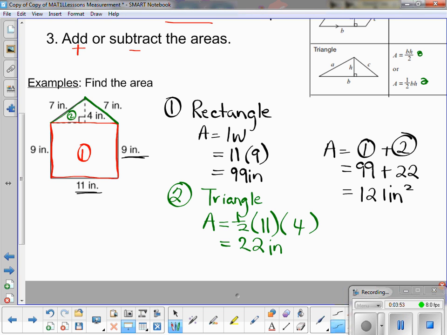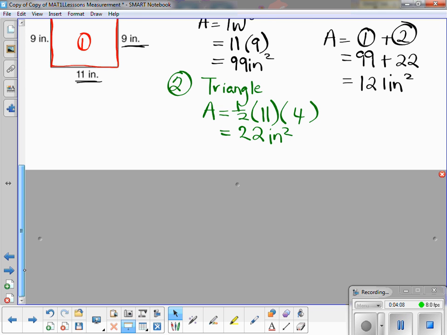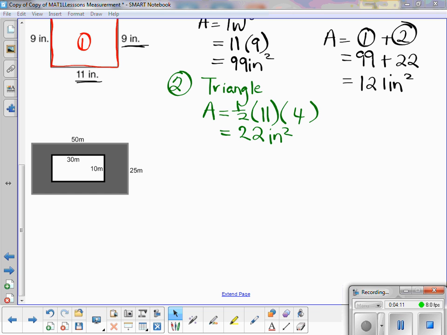Did anyone catch my error? Here's my error. It was 99 inches squared. It was 22 inches squared. So just remember that part, because even I sometimes forget. Okay, so let's see. We'll do one more, possibly. All right, so I think it's just going to be this one. I do have more examples, but I want you to have time to do work. You don't need to hear me yapping and yapping.